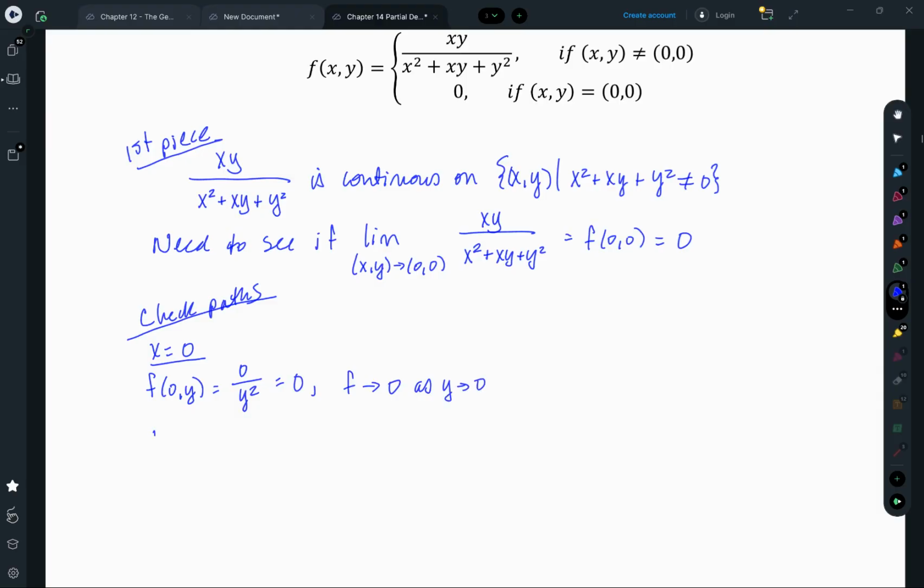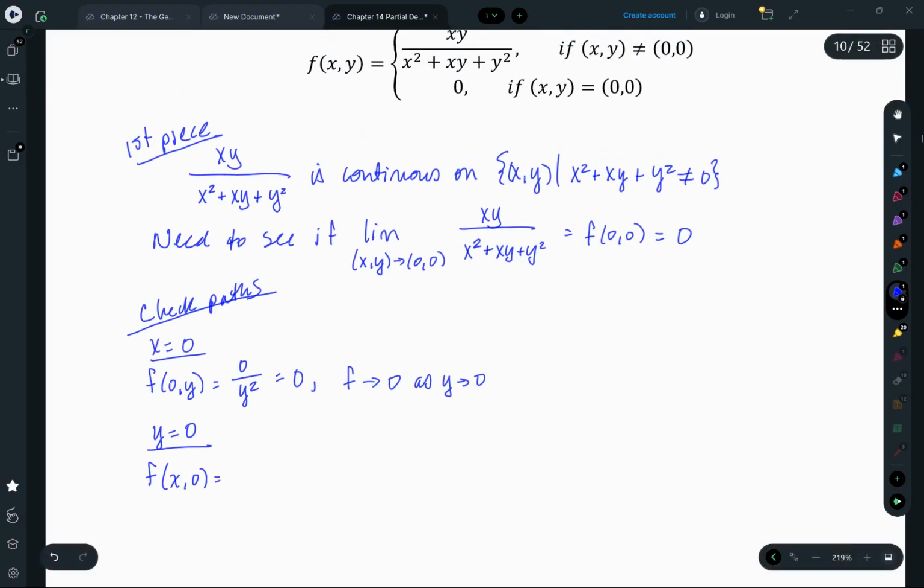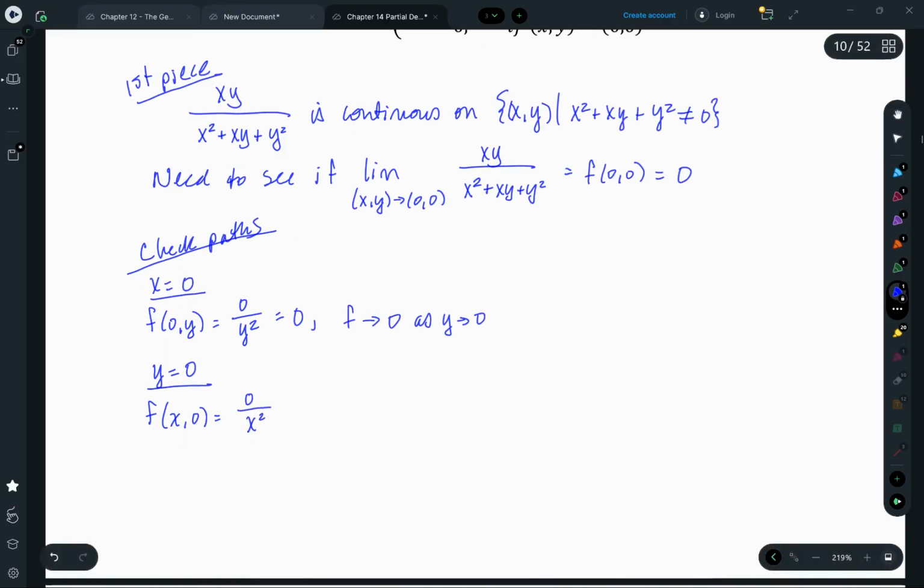The next path would be along the x-axis where y is equal to 0. So now we're going to examine f of x comma 0. Plugging in 0 for y everywhere in my function, I get a 0 in the numerator and x squared in the denominator. 0 over anything is still 0. So I could say that f goes to 0 as x goes to 0.